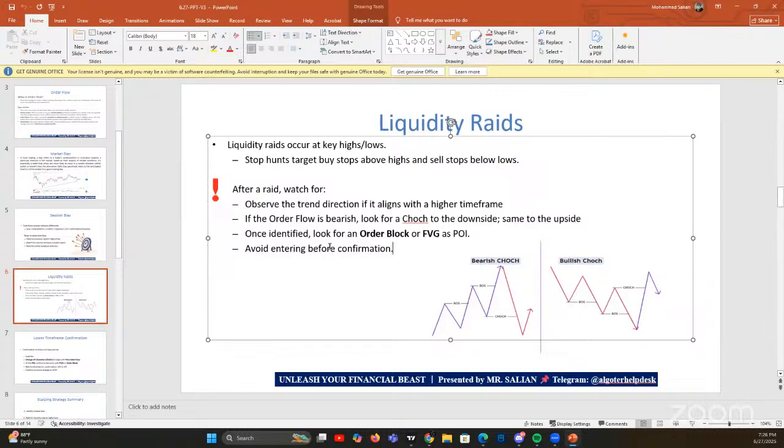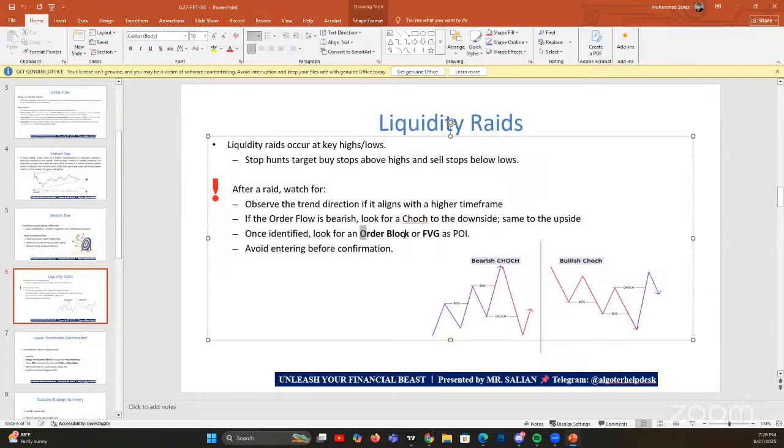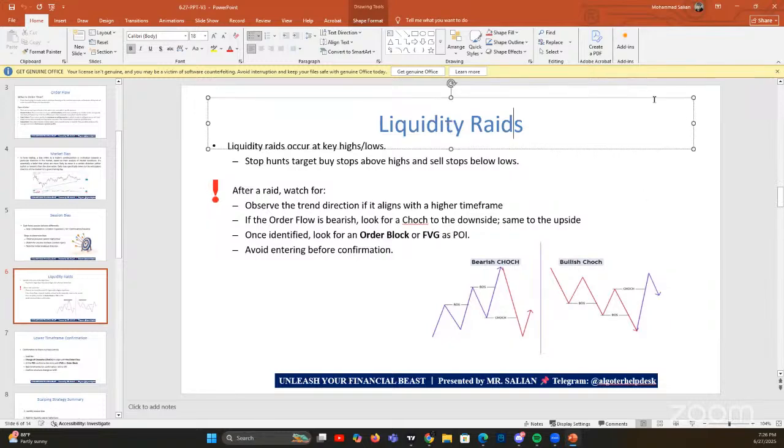So avoid entering before confirmation. Do not enter when you don't see those two things at least, an order block and an FVG. We already discussed these things as your point of interest. So moving on now.